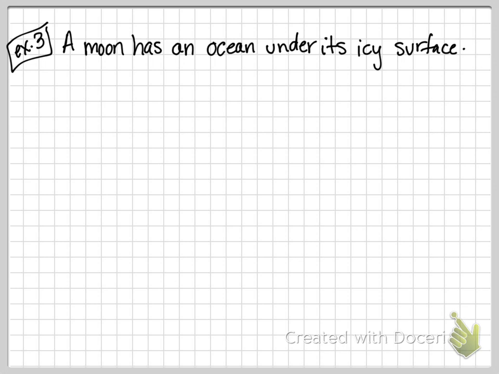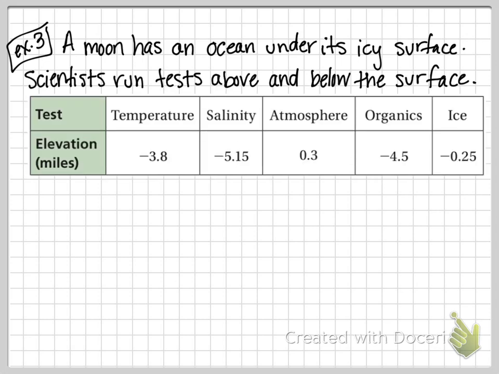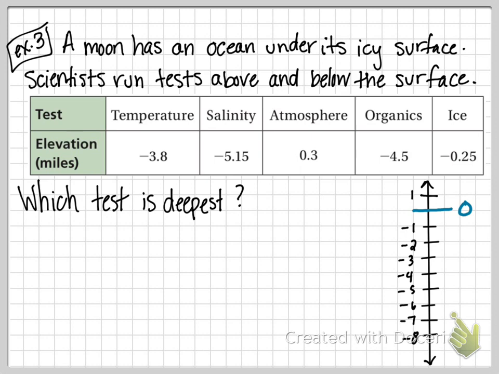A moon has an ocean under its icy surface. It says scientists run tests above and below the surface. And these are the results of the test. So this is how deep they ran each of the tests. So temperature at negative 3.8 miles, salinity at negative 5.15 miles, atmosphere at 0.3, organics at negative 4.5, and then a test for ice at negative 0.25. Here's what it asks. Which test is the deepest? So it will help to put this on a number line if you can't visualize it right now.